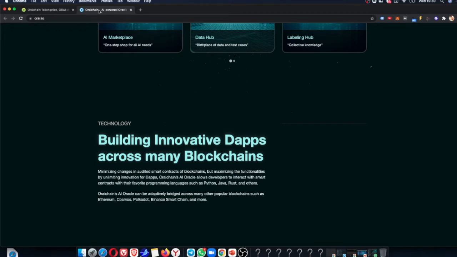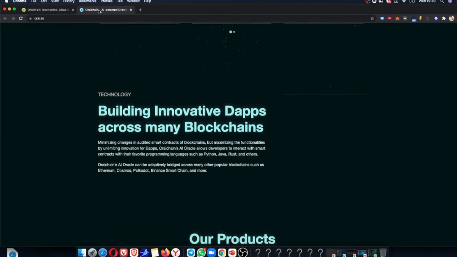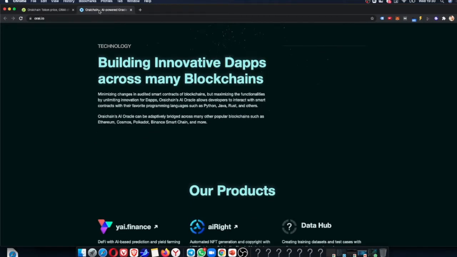The whole technology is so innovative, building innovative dApps across many blockchains. What Oraichain is going to do is minimize the challenge of auditing smart contracts with blockchains, which is going to make it super duper easier for a lot of people. It's going to maximize the functionalities through unlimited innovation of dApps. Okay, so Oraichain is ahead of the game because it's the first one doing this.